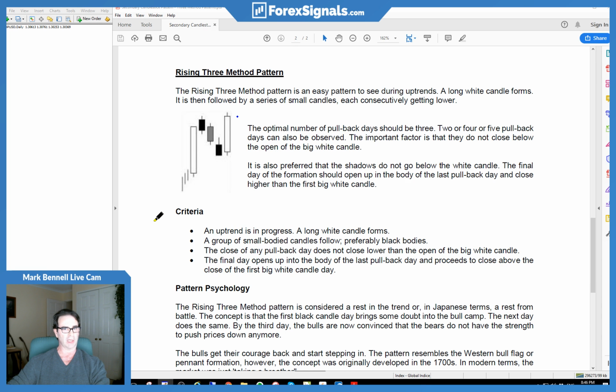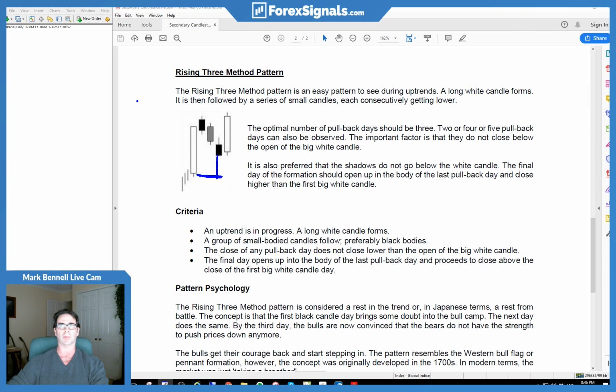So if we broke this down on a smaller time frame, price is pushing up, and then we've just got to push back like this. So this here could be our whole white candle. Think of it as that as well, if you can, if that makes it any easier. It is also preferred that the shadows do not go below the white candle. So in other words, the preference is that the shadow here doesn't go below the white candle.